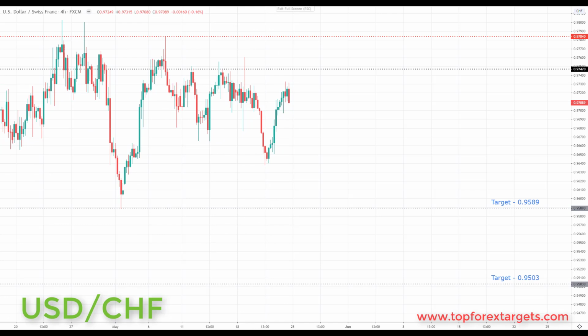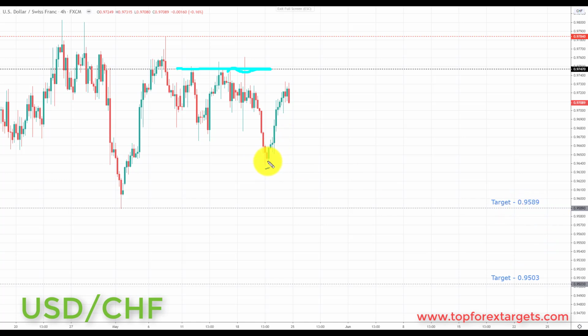So the next market we're going to look at is US dollar Swiss franc. Now last week we highlighted the 0.97470, which was right here, as an area to start to look for a sell-off to the downside. We did test this area before having a nice sell-off in US dollar Swiss franc. We did not come all the way down to the target set at 0.9589.